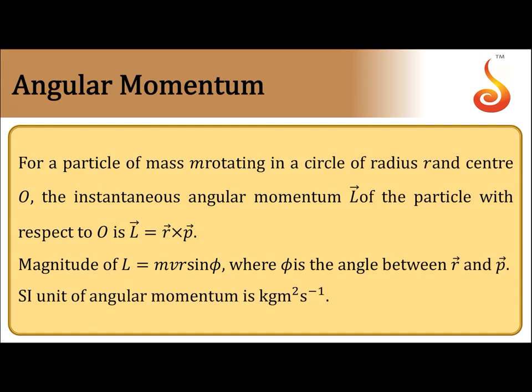The next concept here is angular momentum. For a particle of mass m rotating in a circle of radius r about a center O, the instantaneous angular momentum L of the particle is given by L is equal to r cross p, where r is the position vector of the particle with respect to point O and p is its linear momentum. So it is called the moment of linear momentum. The magnitude of this is given by L is equal to mvr sin phi, where phi is the angle between r and p. The unit of angular momentum is kg meter square per second.